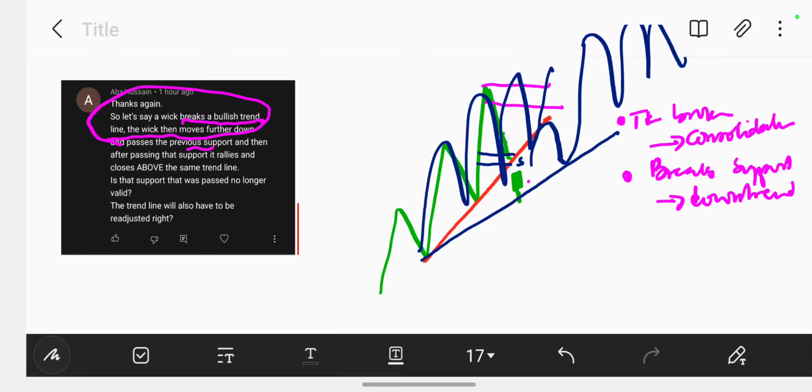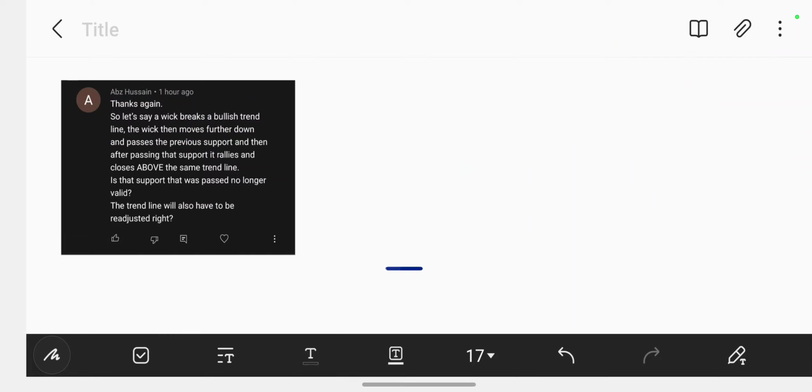But you mustn't confuse yourself. Try and keep it as simple as possible. When you are reading through your statement, just highlight the key points, which is that we're breaking the bullish trend, right? And then what does that mean? Then you'll say, oh, it means consolidation. We are no longer bullish. We are now in consolidation.